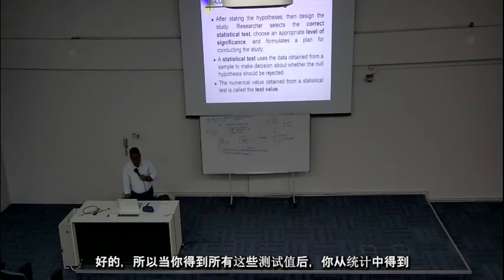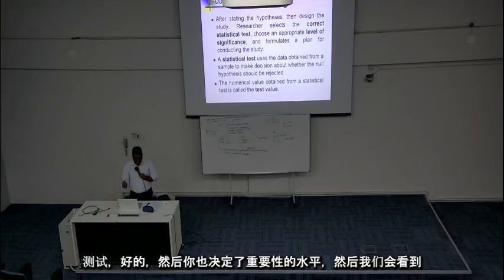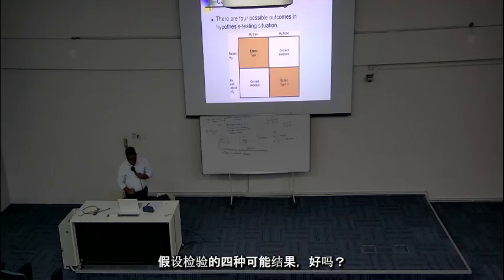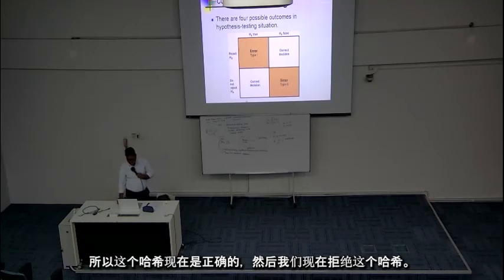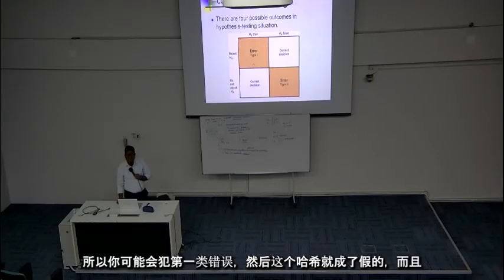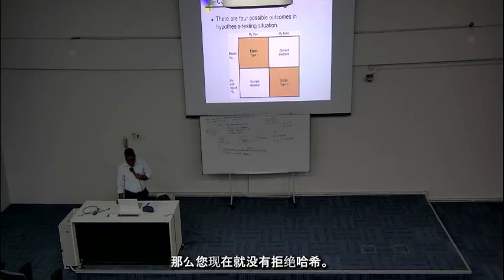After you get the test value from the statistical test and have decided the level of significance, we will see the four possible outcomes for the hypothesis testing. If H null is true and we reject H null, you are making a type 1 error. If H null is false and you do not reject H null, you are making a type 2 error.